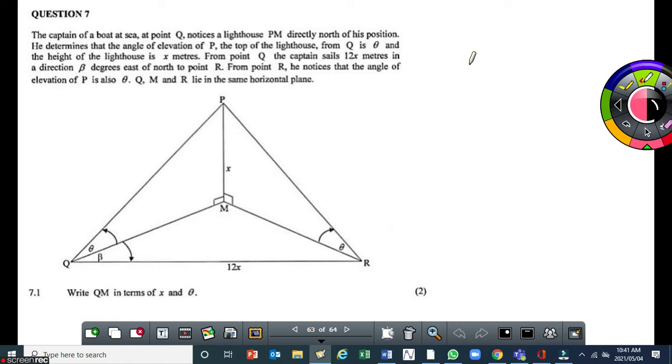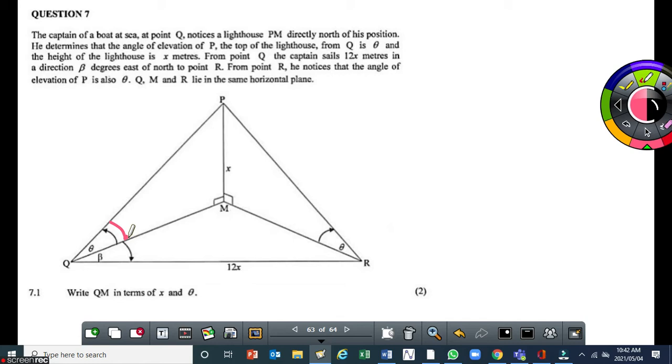Here we are told that the captain of the boat at sea at point Q, which is this point here, so the boat is on the surface of water, notices a lighthouse, that is PM. He determines that the angle of elevation of P, the top of the lighthouse, from Q is theta. So this is our angle of elevation, theta. And the height of the lighthouse is x meters.